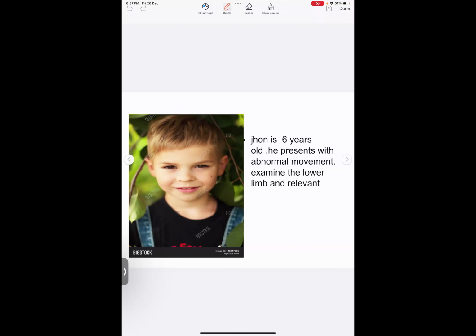Then after this, I have to expose, because my command is lower limb. I have to make a proper exposure, like remove his socks and shoes, and make his trouser up to mid thigh. Then I have to check his gait.